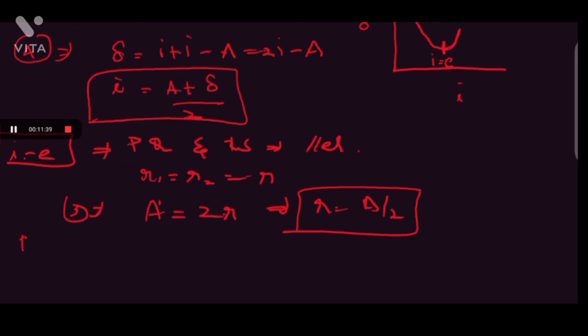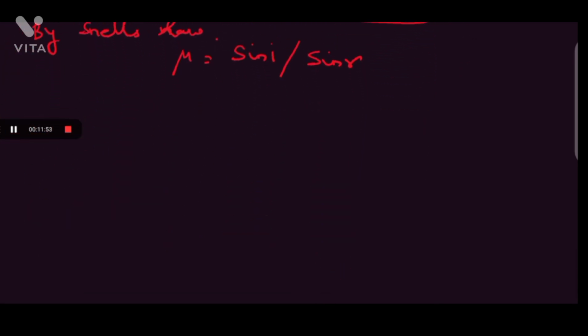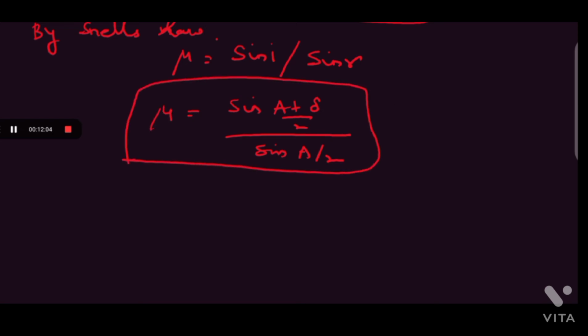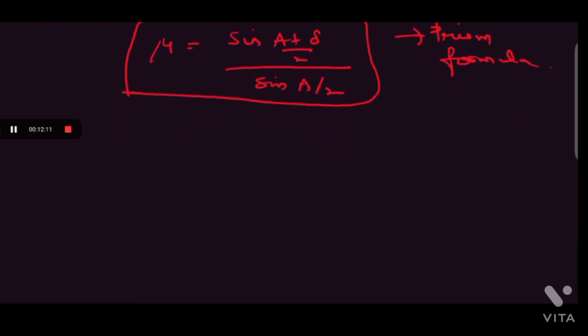So what is the next thing? To find out the refractive index. What does Snell's law say? Snell's law says that mu is equal to sin I divided by sin R. So mu is equal to sin of (A plus delta) by 2 divided by sin A by 2. This equation we call the Prism formula, to find out the refractive index.